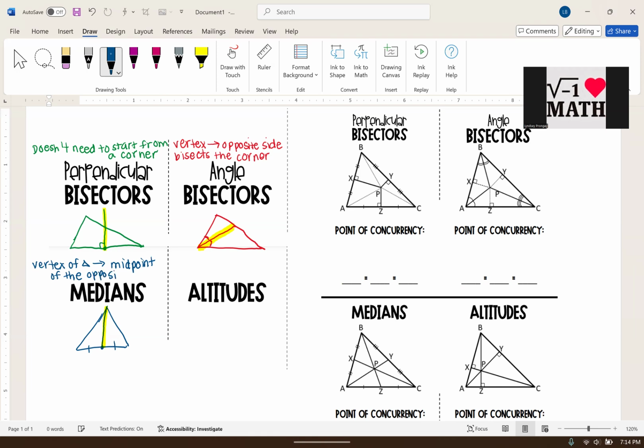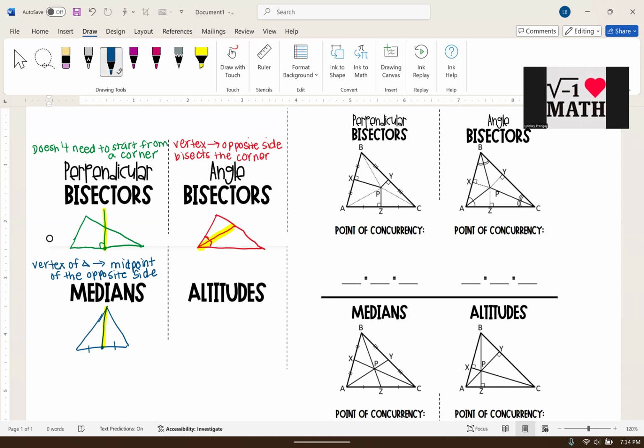I'm aware that this is a lot of vocab. It's definitely going to be helpful as we move forward to have flashcards, do Quizlet until you get this down, because it is important to remember which one starts at the corner, which one bisects, which is perpendicular, things like that. I know that's tough. We're going to do some practice with this.